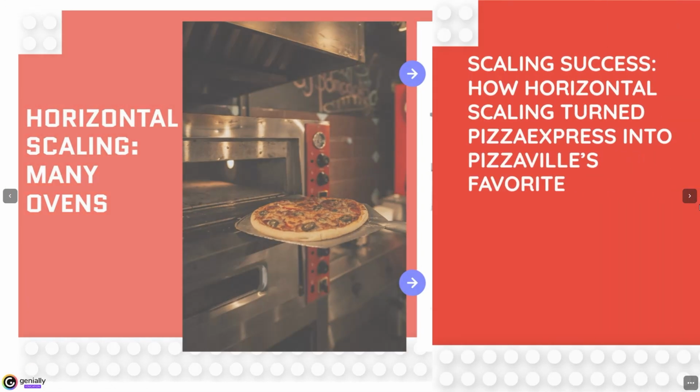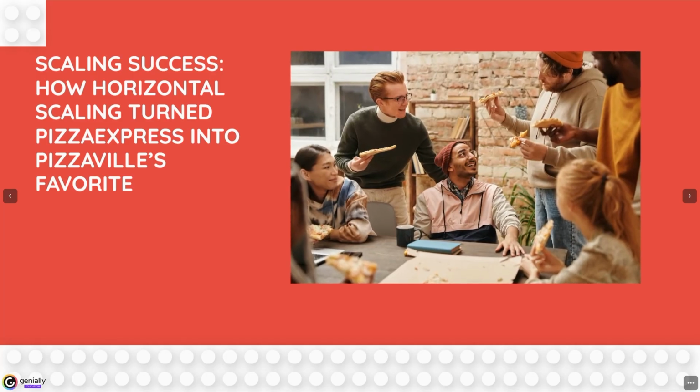Finally, scaling success. With horizontal scaling, the Pizza Express store could meet the growing demand without compromising service quality. Their system became more reliable and efficient, delighting customers with prompt deliveries even during busy times. And so, Pizza Express thrived in Pizza Villa City, showing how horizontal scaling can provide a better solution compared to vertical scaling, especially for handling lots of orders in a microservices system.